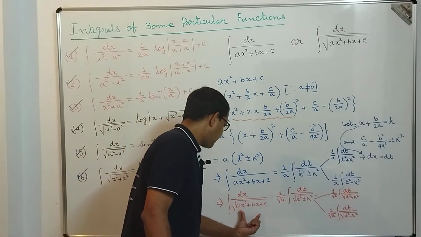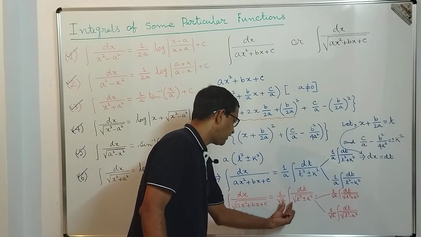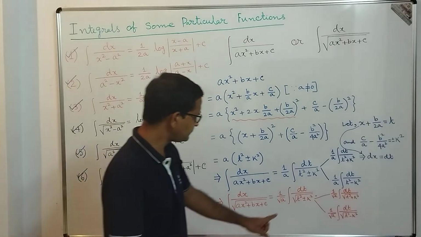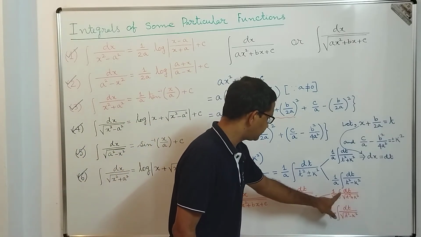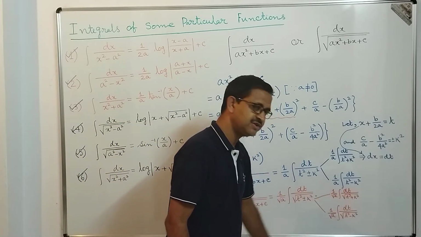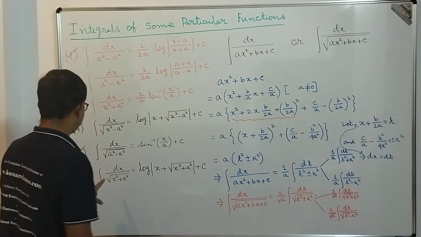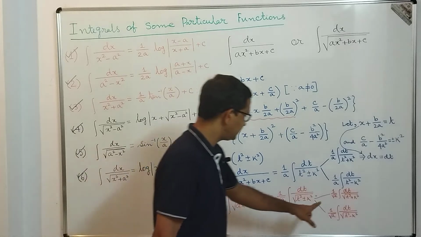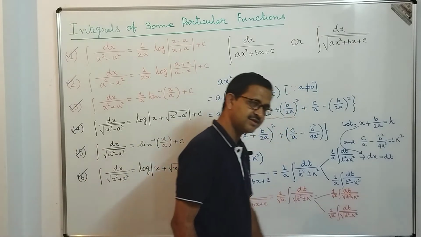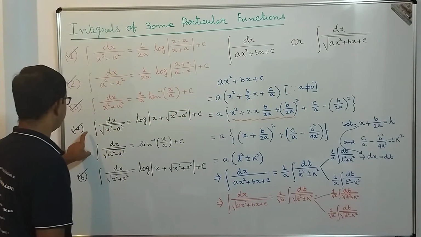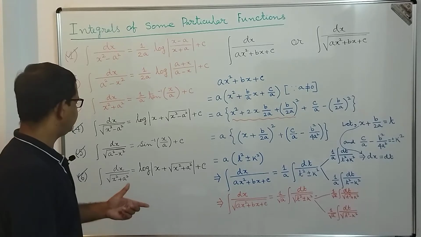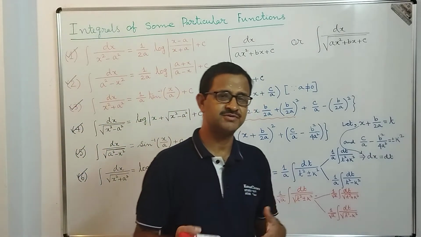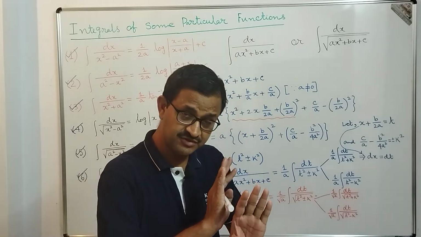Same thing for when it is under the square root. Under the square root, it will be 1 by square root of a into dt by square root of t square plus minus k square. If it is plus, then it is integration dt by square root of t square plus k square, and at that time we should apply formula number 6. And if we get integration dt by square root of t square minus k square, we should apply formula number 4. Sometimes we may get formula number 5 also, depending on what kind of quadratic expression has been given. Okay, this is the fundamental.